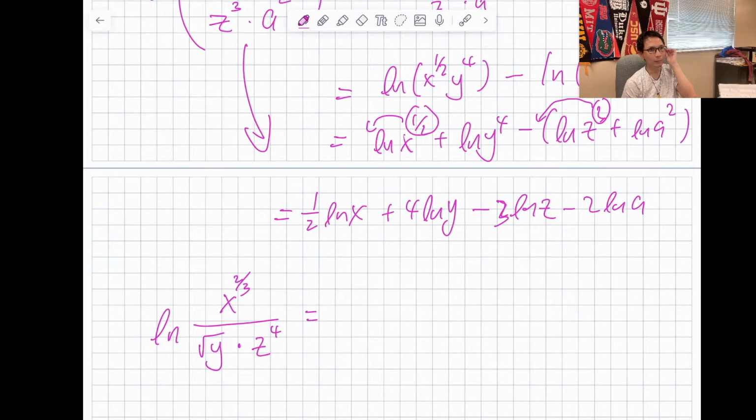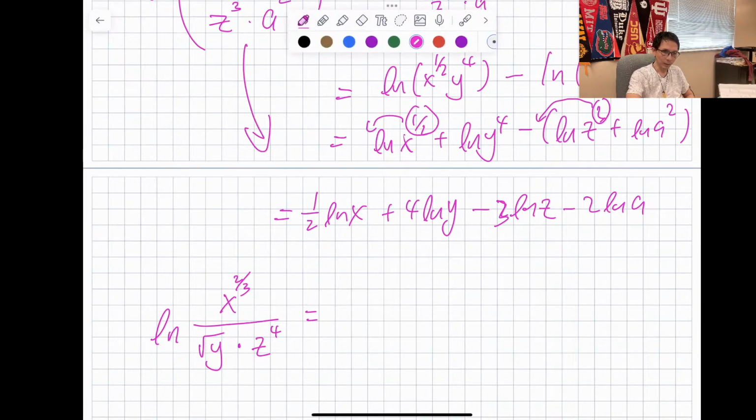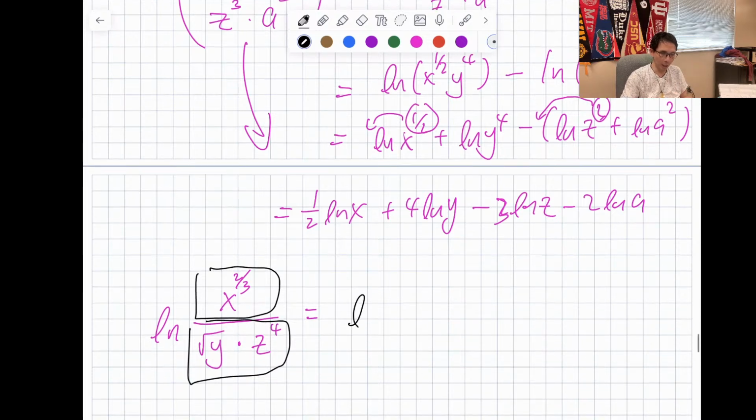So if they're over one another, it's ln of this minus ln of this. Did you get this? This is dividing, right? So dividing, that means what? Subtracting in log, right? So it's ln of x to the 2/3 minus ln of y to the 1/2, z to the 4, because that's just the exponent rule. Is that okay? Because subtracting means natural log of the numerator minus log of the denominator.